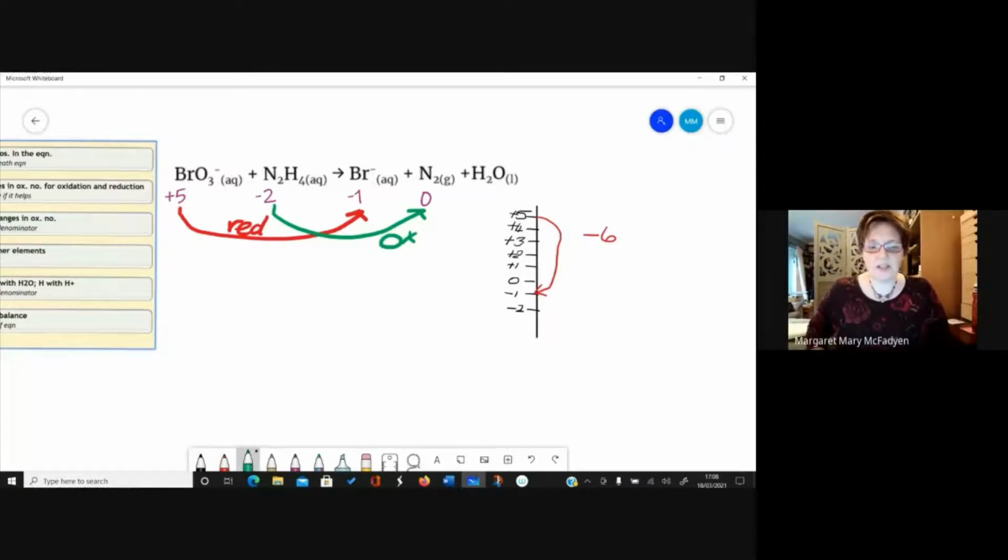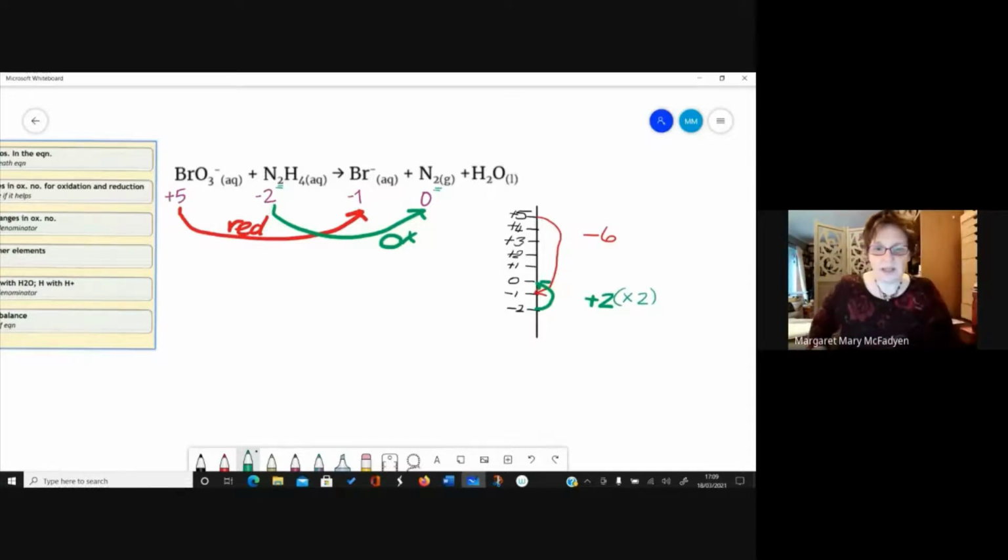Now, if we look at the oxidations, now we look at nitrogen. And we see that the nitrogen oxidation state is going from -2 to 0. So that is going up 1, 2, plus 2. But we also notice that here there are 2 nitrogens here and 2 nitrogens here. So that's happening twice. So we put that in brackets.